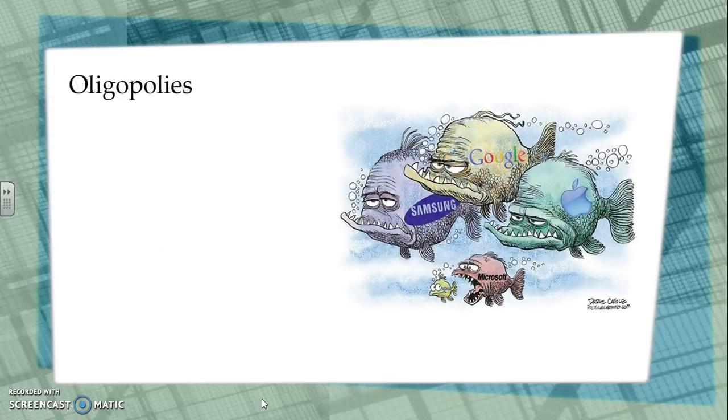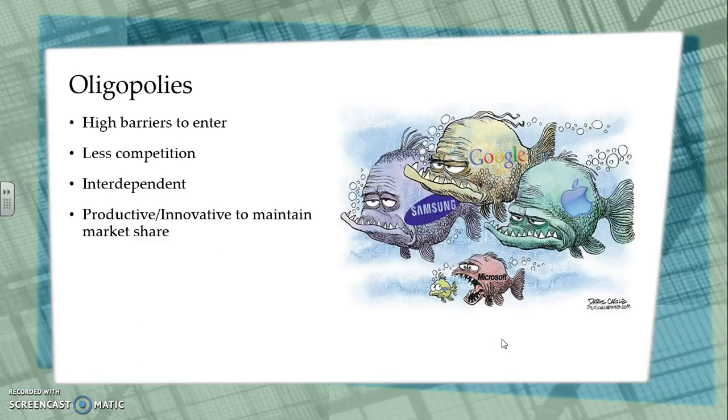Oligopolies, which are fewer competitors. Here we have an example of Google, Apple, and Samsung as far as making phones, and then Microsoft, and then there are other smaller competitors that are players in an oligopolistic industry like the cell phone market. In oligopolies, there are high barriers to enter. That should be review. It's also less competition. They're interdependent as well, which means that they're going to be highly productive and highly innovative to maintain market share.